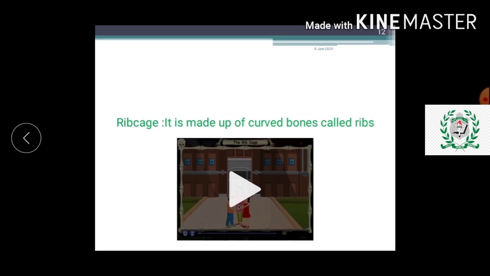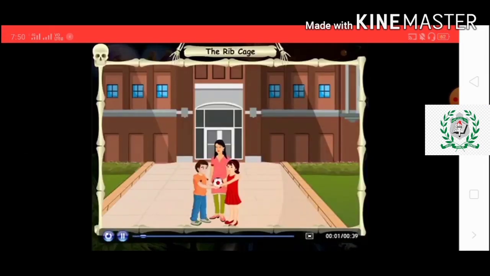The rib cage. Why are you fighting? I want this ball. It's mine.